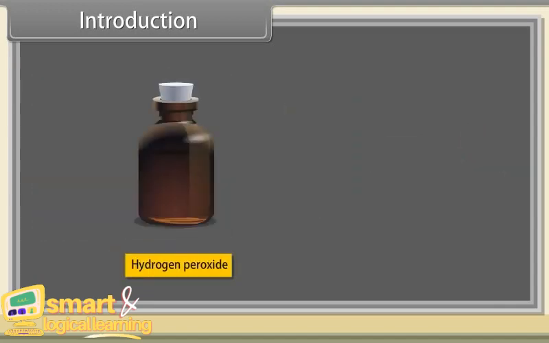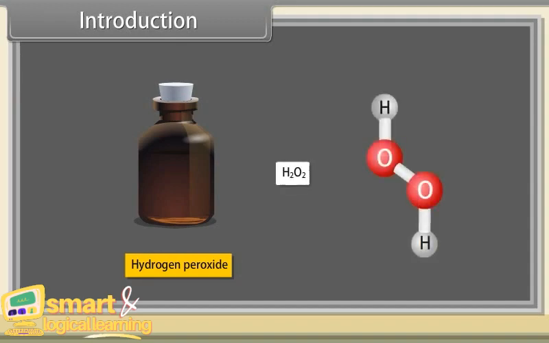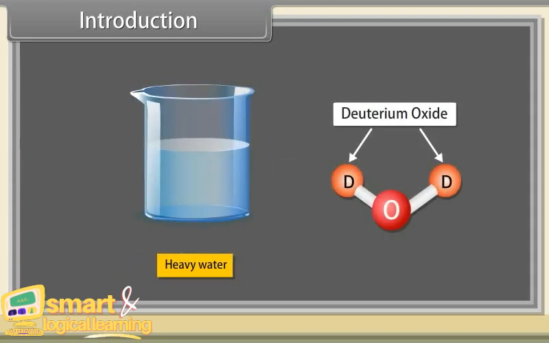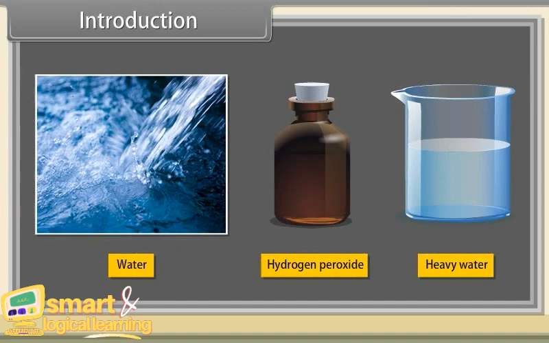Hydrogen peroxide is a combination of hydrogen and oxygen. Its chemical formula is H2O2. Heavy water is a deuterium oxide. It is another form of water which contains hydrogen-deuterium isotope. So, throughout this module we will learn water, hydrogen peroxide and heavy water.